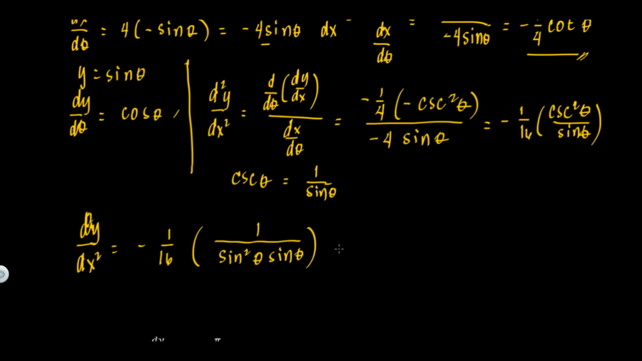So this is equal to negative 1 over 16 sine cube theta. Or pwede natin siyang ibalik sa cosecant, no? Or negative cosecant cube theta over 16. So this is the second derivative of y with respect to x in terms of theta. Yes, so next problem.